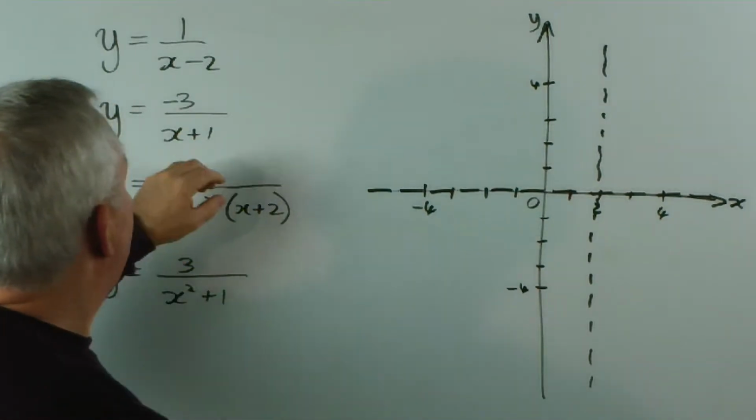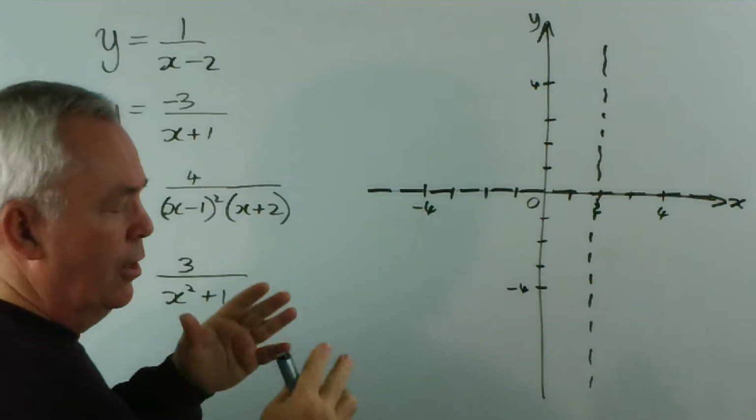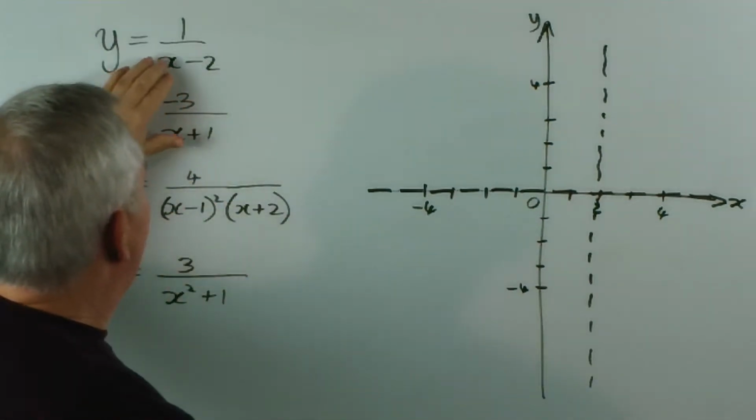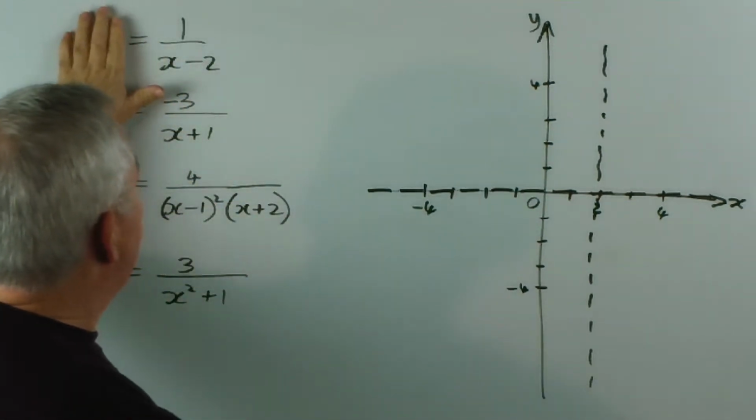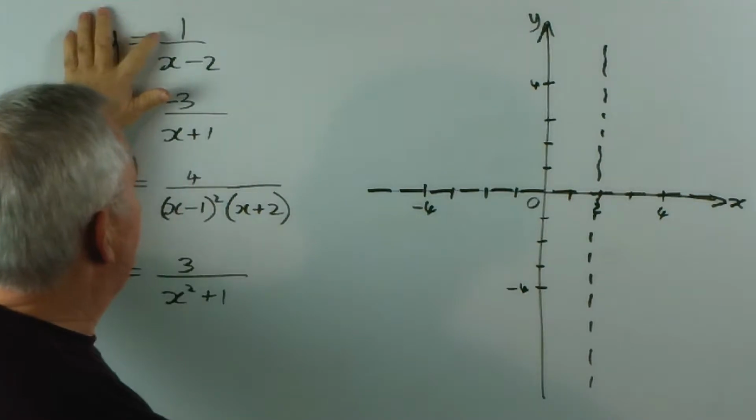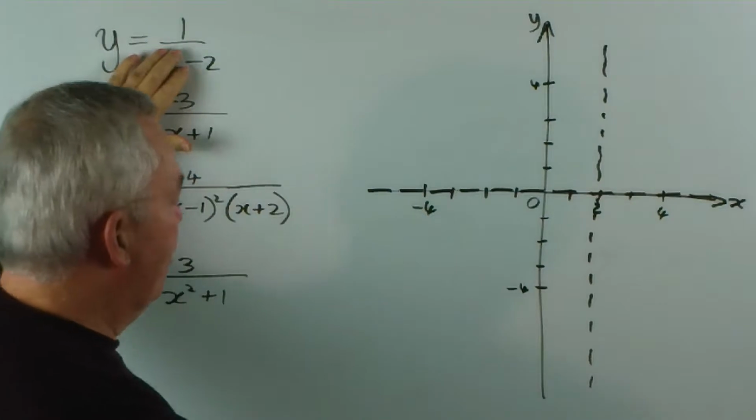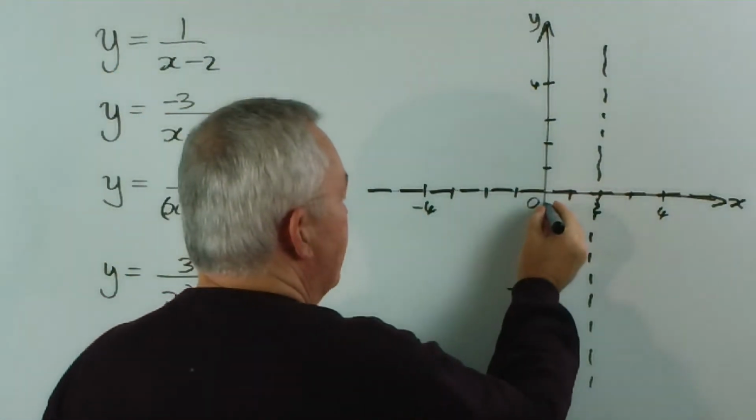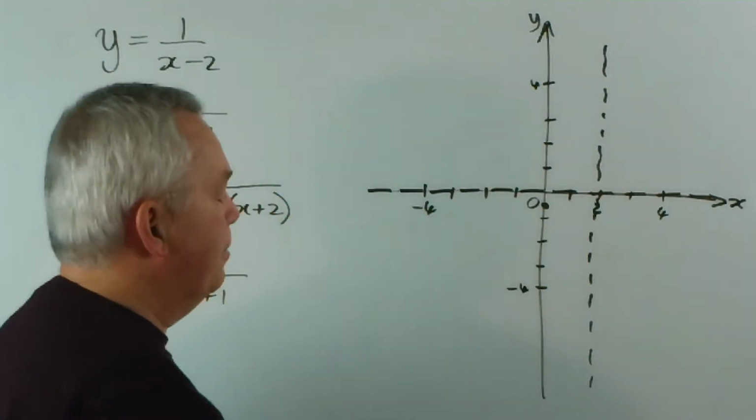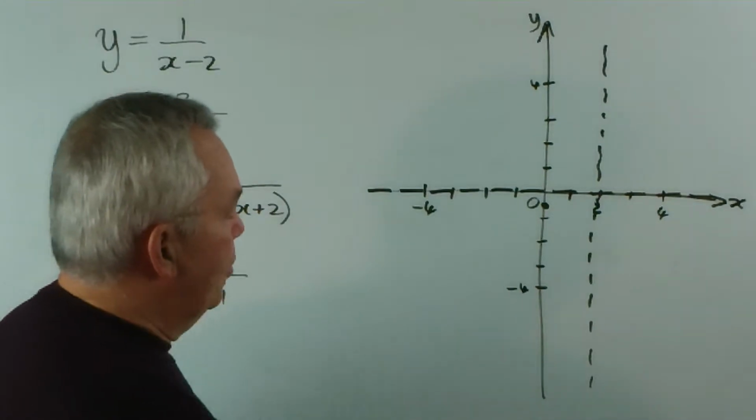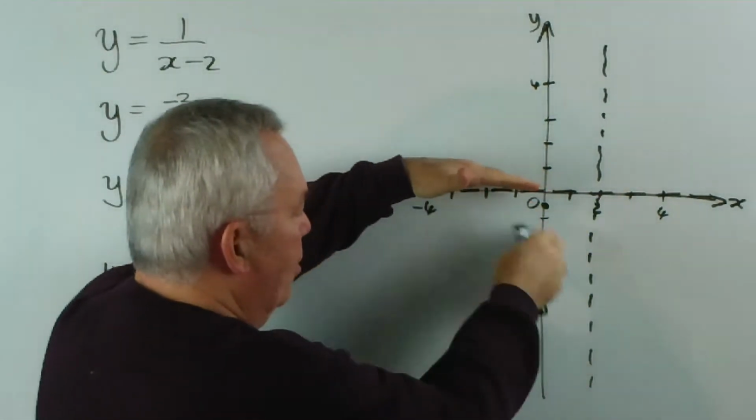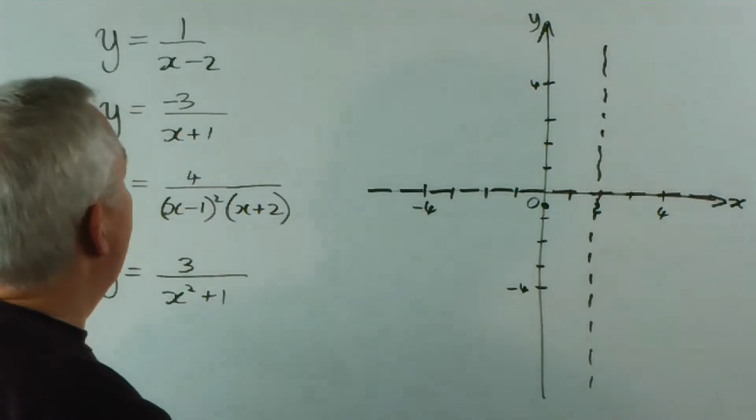Step number 3 was to look for intercepts. When y is 0, there is no answer, because 1 over something can never equal 0, but when x is 0, y is negative 1/2. So we do know that it goes through y is minus 1/2 there. And with the asymptotes here, that confirms that we've got part of the graph down here.